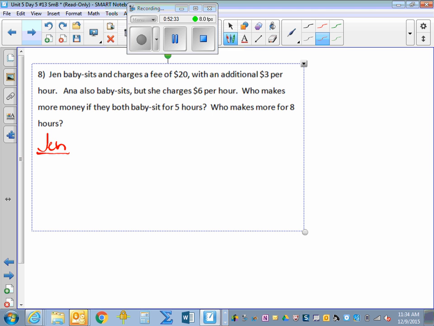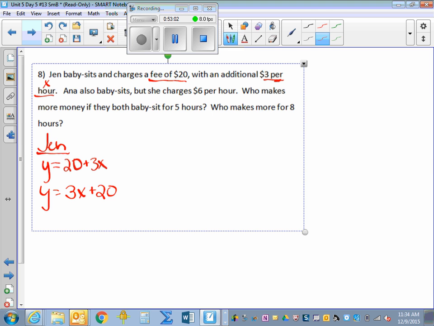Jen babysits and charges a fee of $20 with an additional $3 per hour. Okay? So Jen's total amount is an initial one-time fee of $20, and then for every hour it's $3 per hour. So 3 times x. Let's make hours x. And let's again rewrite this in proper form. So 3 times every hour plus $20.